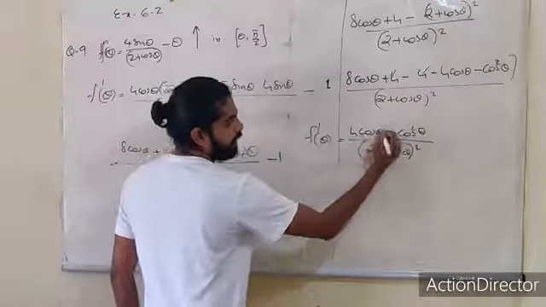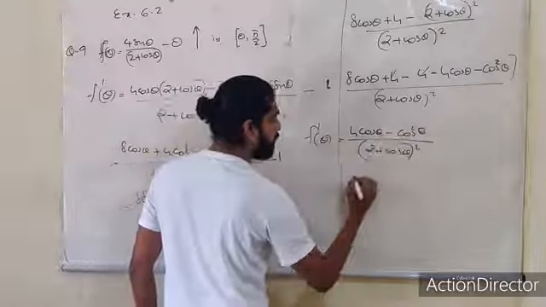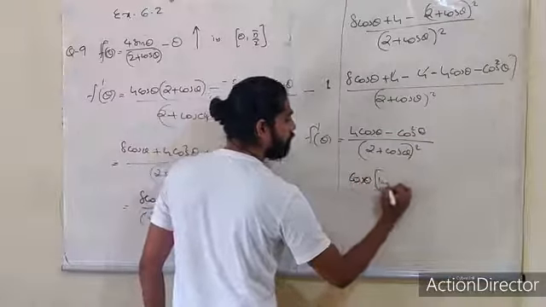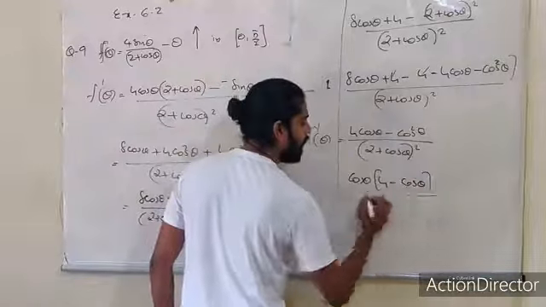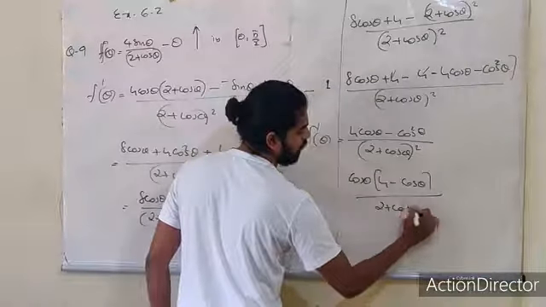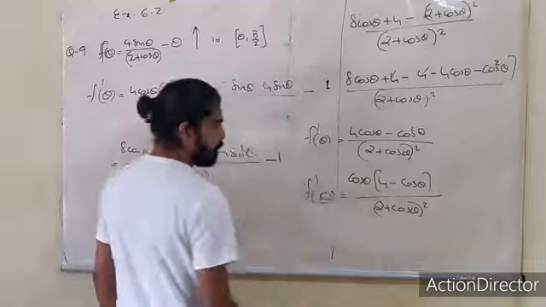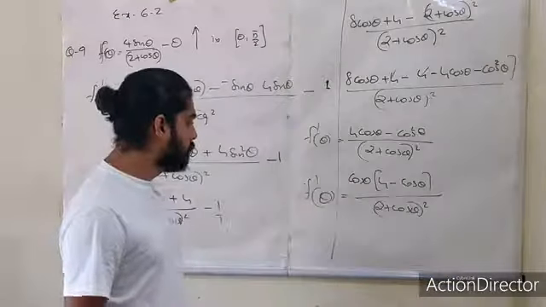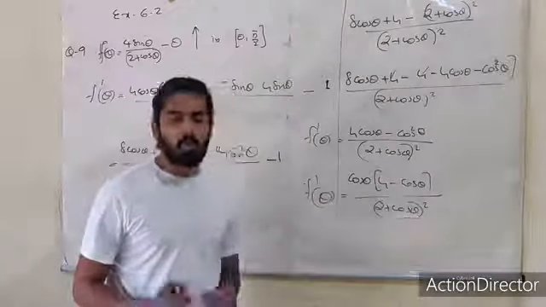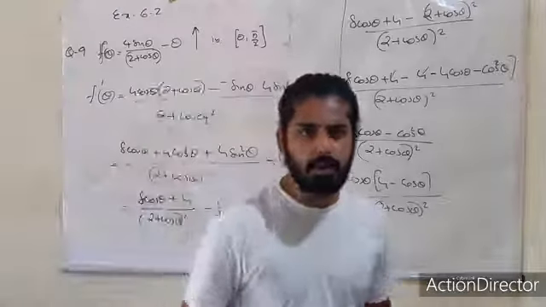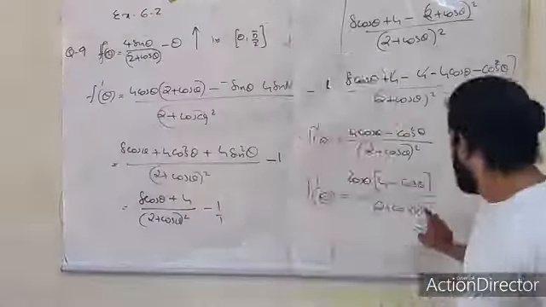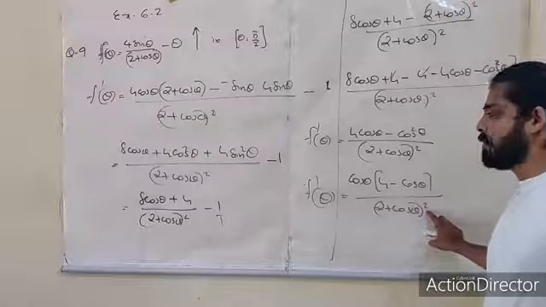Now you can take cos theta in common from the numerator. So taking cos theta in common, cos theta times (4 minus cos theta) divided by (2 plus cos theta) whole square. We reached here, this is simplified. See, the denominator (2 plus cos theta) whole square will always be positive, since we have a square here.